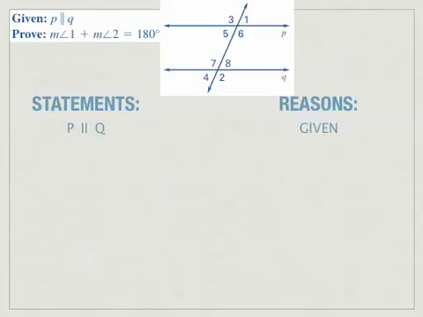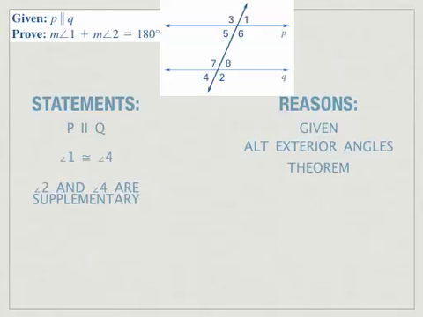Then I'm going to say that angle 1 is congruent to angle 4. If you notice, angle 1 and angle 4 are alternate exterior angles, so I can use the alternate exterior angles theorem to say that they are congruent to each other because my two lines P and Q are parallel. Since we're trying to prove that angle 1 plus angle 2 equals 180, angle 4 and angle 2 form a linear pair. So I can say that angle 4 and angle 2 are supplementary because of the linear pair postulate.